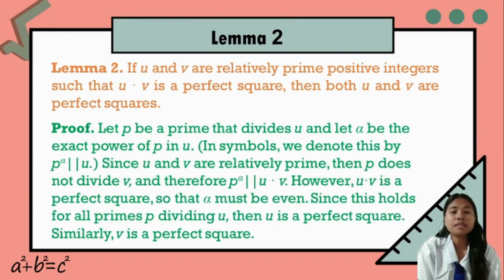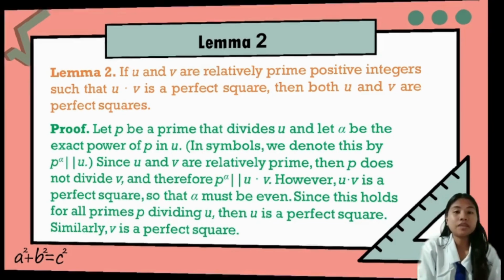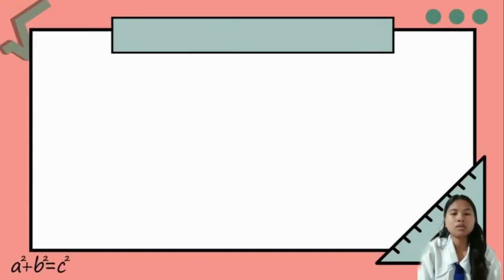However, U times V is a perfect square, so that A must be even. Since this holds for all primes P dividing U, then U is a perfect square. Similarly, V is a perfect square also.